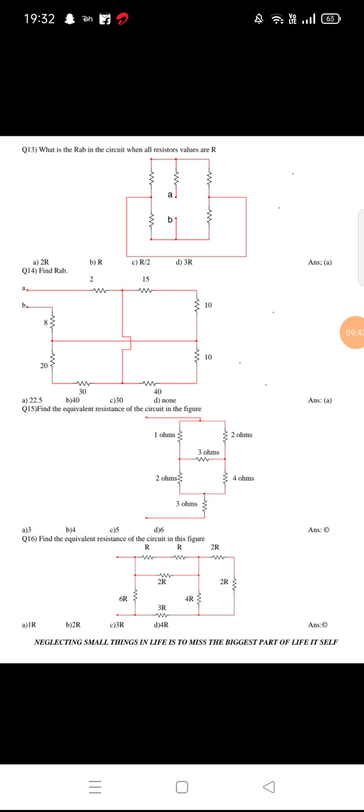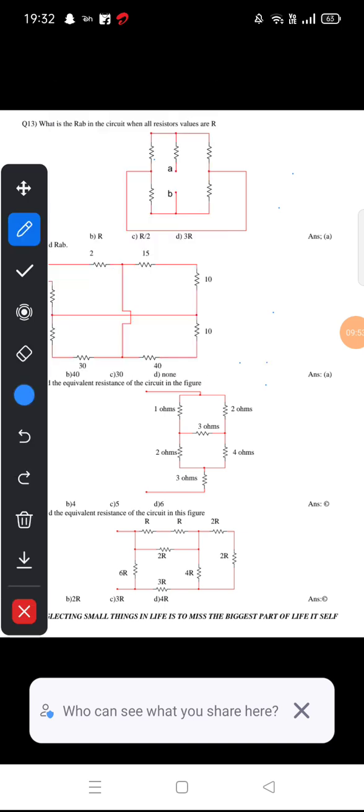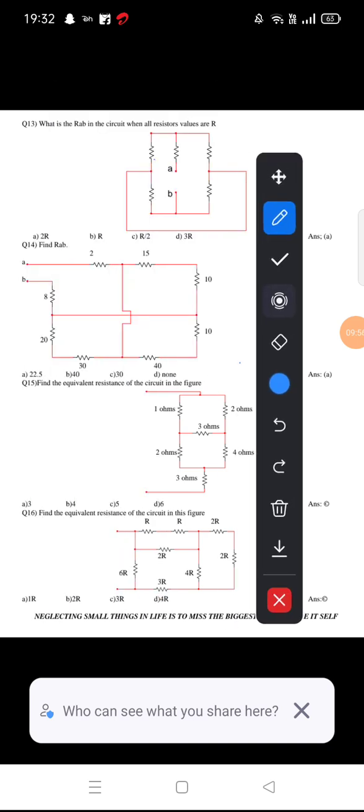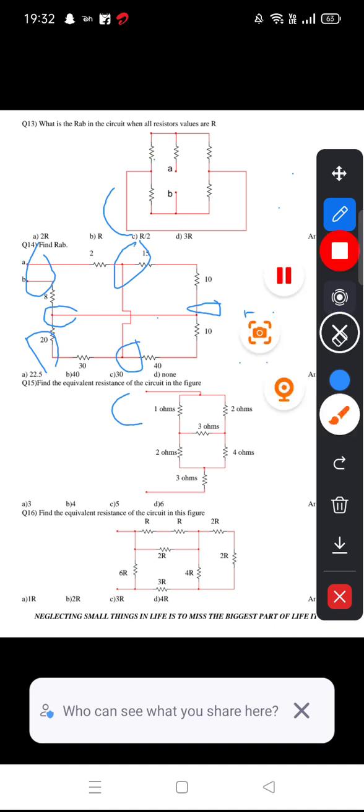Okay, next problem. In this 14th problem, we need to calculate the equivalent resistance between A and B terminals, right? First of all, identify how many extra junctions are present here. This is C. Okay, this is also the same as C. This is D. This is also a short circuit path. This is also D. That means this circuit has a total of 4 junctions. Okay, this point is clear, right?